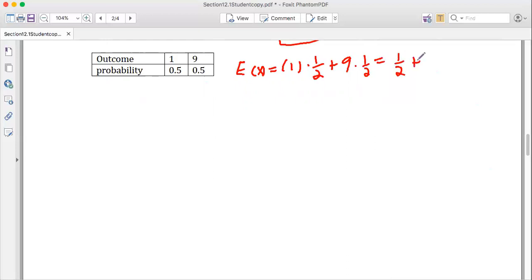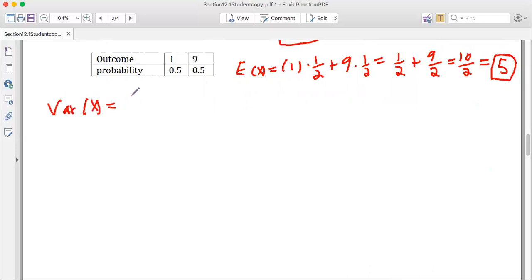1 times 1/2 is 1/2. 9 times 1/2 is 9/2. 1/2 plus 9/2 gives me 10/2, which gives me 5 again. Some conspiracy, right? Must be. Let's take a look at the variance.